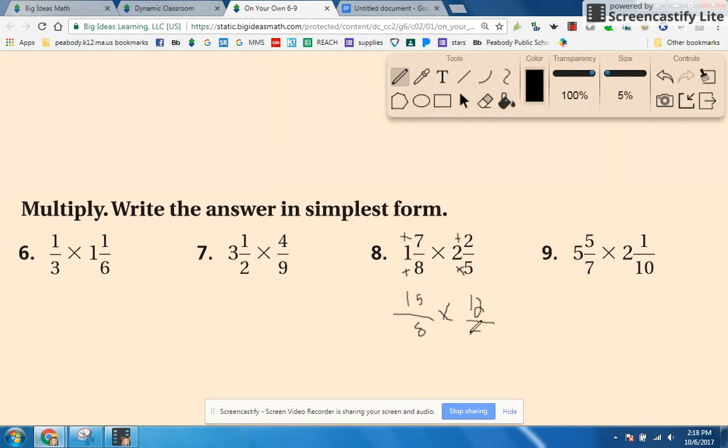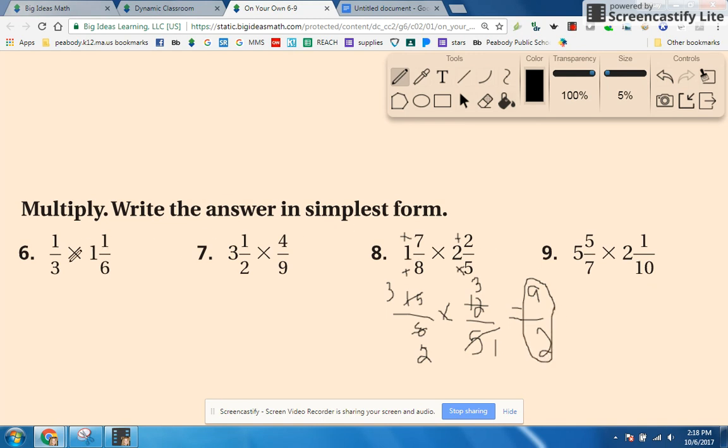Now I want to see if I can cross cancel. I can divide 8 and 12 both by 4. So 12 divided by 4 is 3. 8 divided by 4 is 2. I can also divide 15 and 5 by 5. 5 divided by 5 is 1. 15 divided by 5 is 3. Now I have my new numerators, my new denominators. I'm going to multiply them together. 3 times 3 is 9. 2 times 1 is 2. So final answer is 9/2, and you can leave it improper.